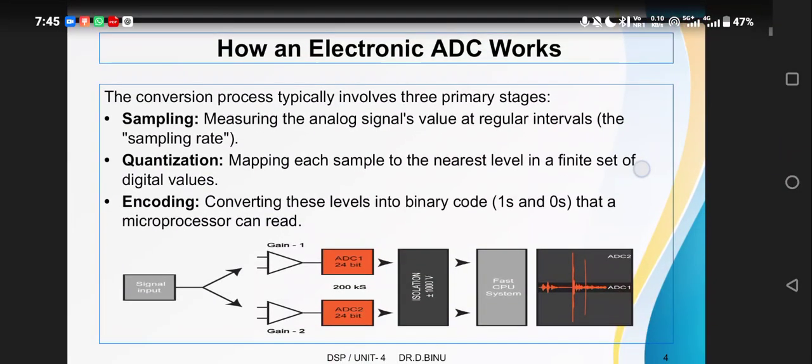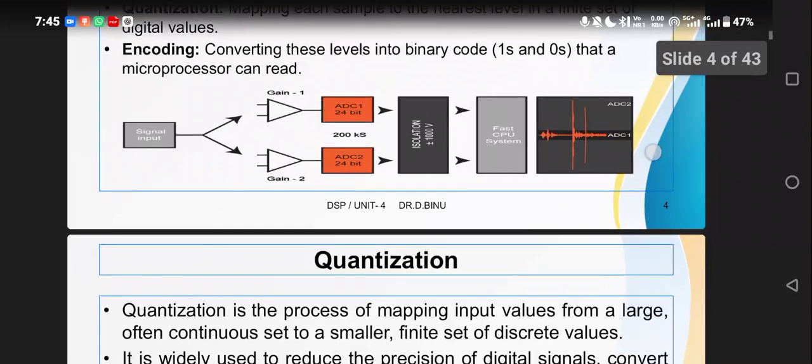How does an electronic ADC work? The conversion process typically involves three primary stages. First one is sampling, second one quantization, third one encoding. Sampling means measuring the analog signal's value at regular intervals. That is called the sampling rate. Quantization is mapping each sample to the nearest level in a finite set of digital values. Encoding is converting these levels into binary code, that is ones and zeros, that a microprocessor can read.